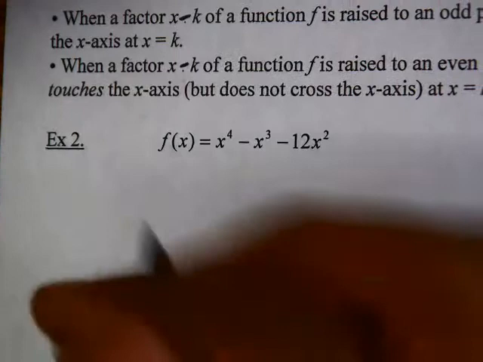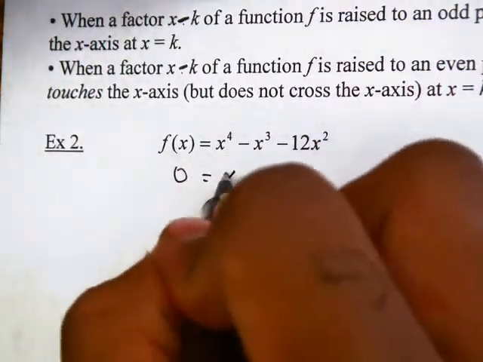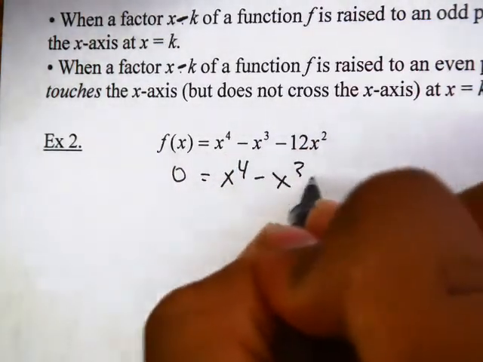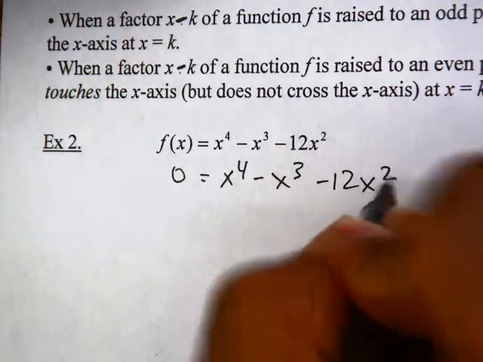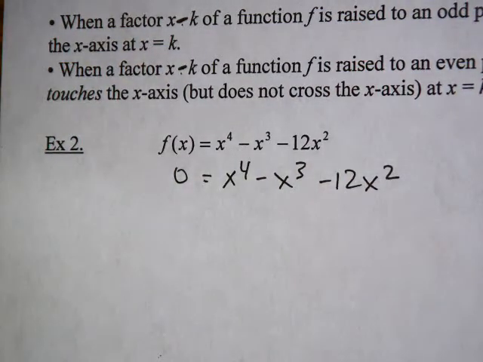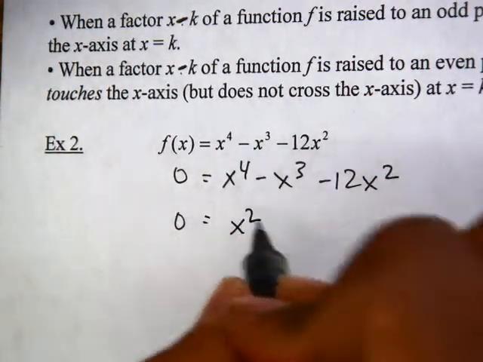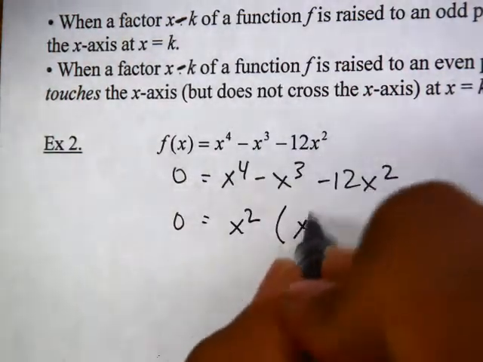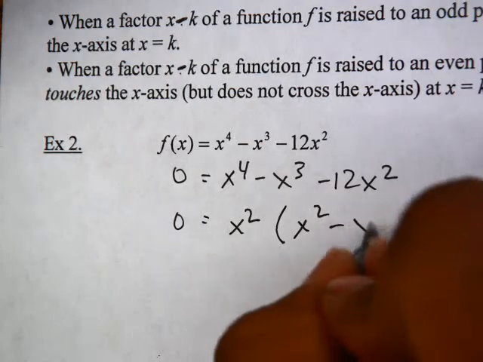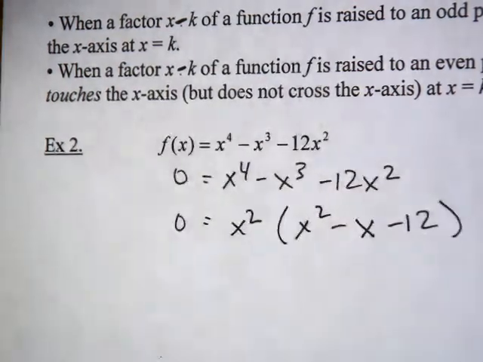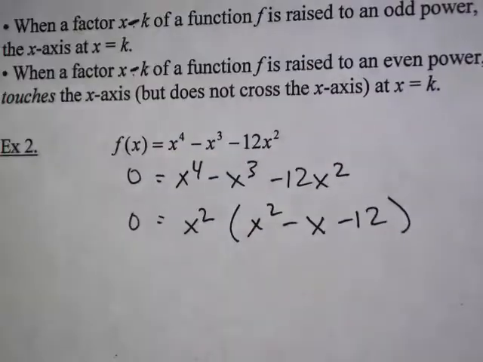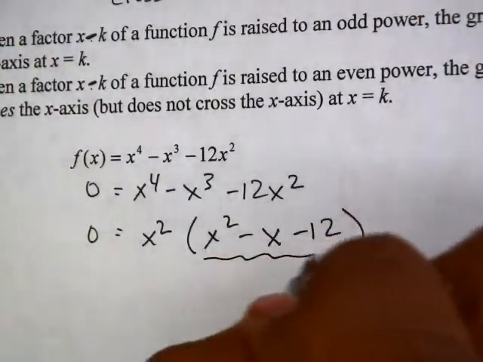Okay. So I set it equal to 0 first before I solve. And then I want to look for a GCF. It looks like I can only take out an x squared. What's left over is x squared minus 1x minus 12. I should factor this some more.